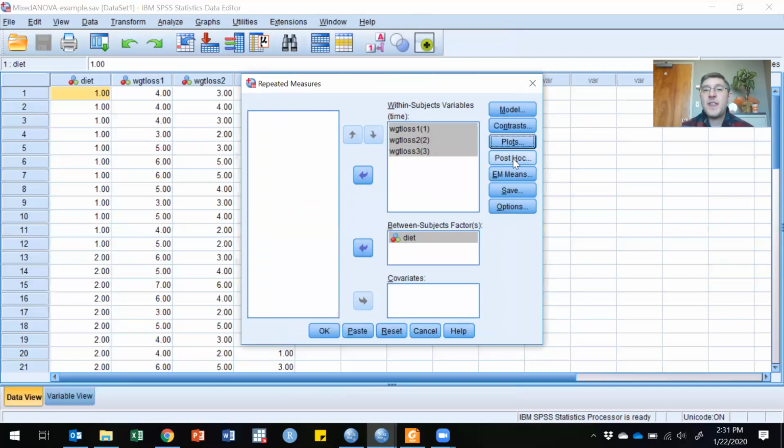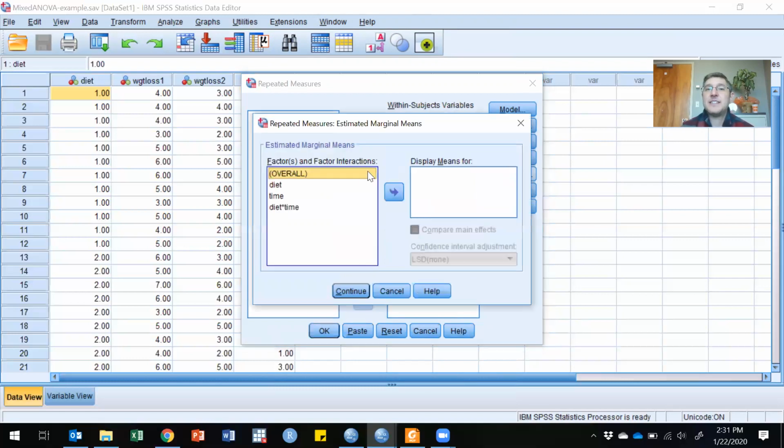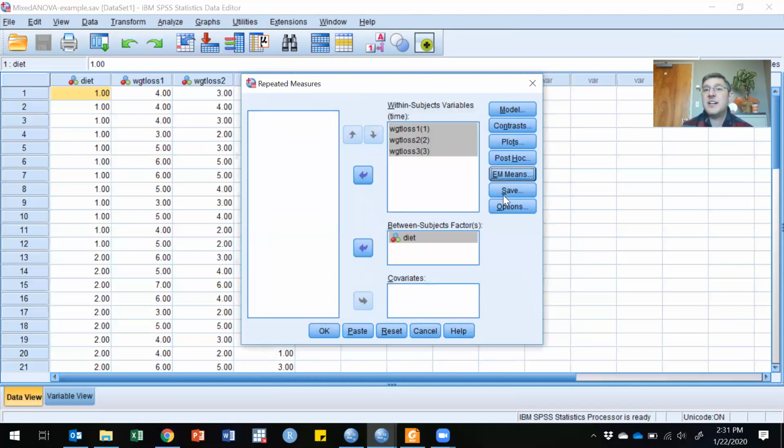The post hoc test would be if we needed a post hoc test for our between subjects factor. I'm going to hold off on that because we're not going to interpret it, remember, if we have a significant interaction effect. For the estimated marginal means, we'll grab all three of these and bring them over. I'm not going to compare the main effects just now. We could use that if we don't have a significant interaction effect.